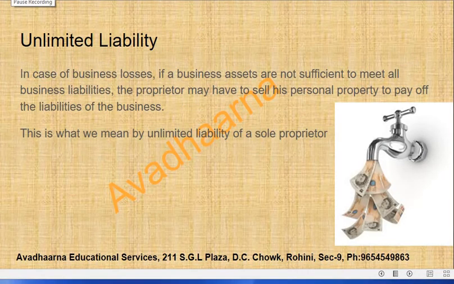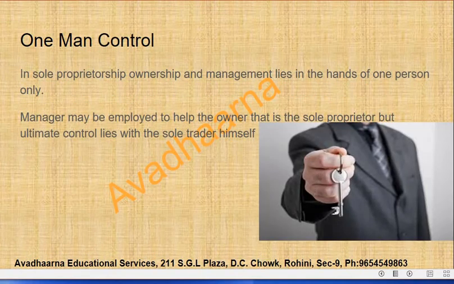Unlimited liabilities. In case of business losses, if the business assets are not sufficient to meet all the business liabilities, the proprietor may have to sell his personal properties to pay off the liabilities of the business. This is what we mean by unlimited liabilities of the sole proprietor. One-man control. In sole proprietorship, ownership and management lie in the hands of one man only. A manager may be employed to help the owner, that is the sole proprietor, but ultimate control lies with the sole trader himself.